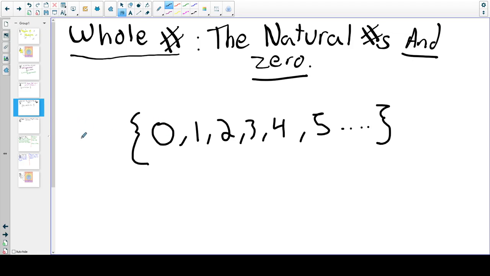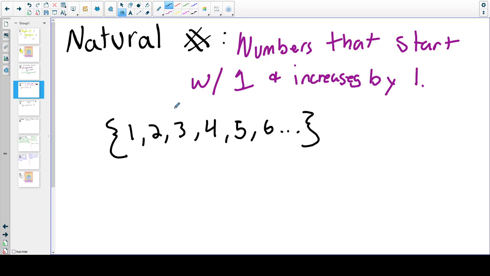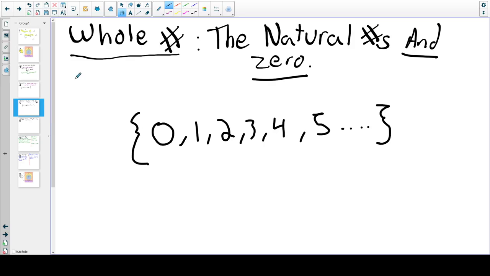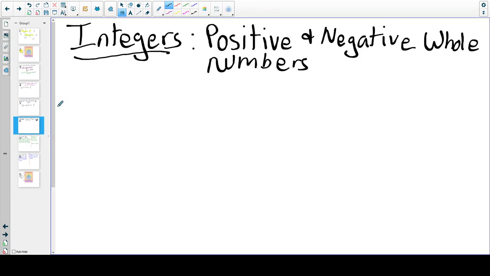Okay? Now, if you notice, we're building on these ideas. Natural numbers start with like 1, go on infinitely. Whole numbers is the other set of numbers that now starts with 0. Okay? Now we're up to integers. Integers we're going to see throughout the entire year. Okay? Integers are positive and negative whole numbers. So if we think of a number line, let's see if I can do this.